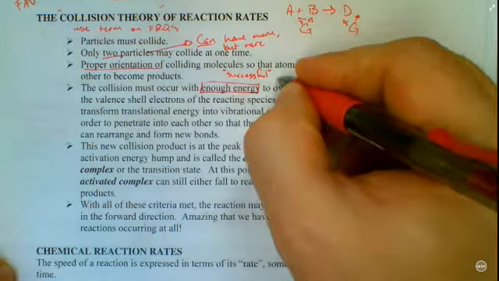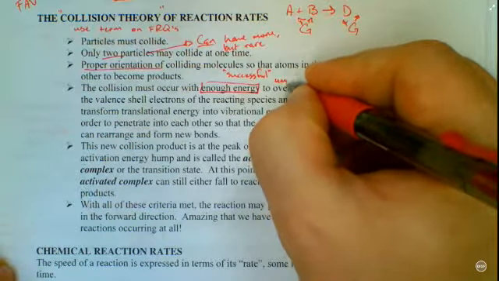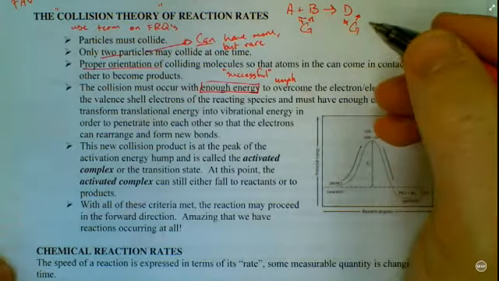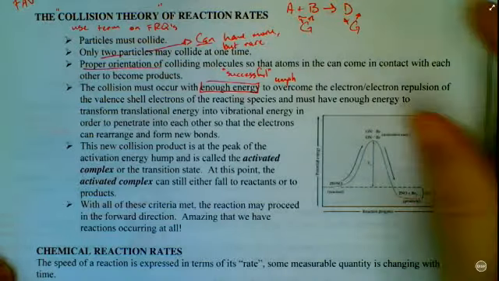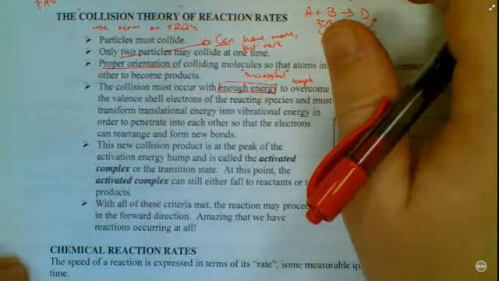Last video I called this the oomph. You need to have enough oomph to hit each other to overcome the electron-electron repulsion in the valence shell electrons of the reacting species, and must have enough energy to transform translational energy into vibrational energy in order to penetrate into each other so that the electrons can rearrange to form new bonds. What does all that gobbledygook mean?